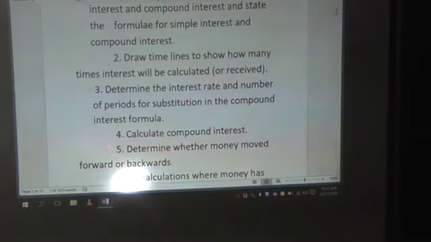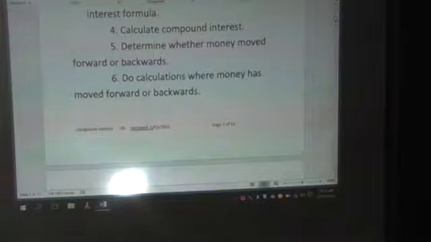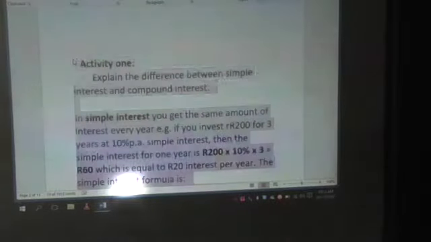5, you'll be able to determine whether money moved backwards or forward. And 6, you will be able to do calculations where money has moved forward or backward. So let us do the first activity, which is explaining what is simple interest and what is compound interest.